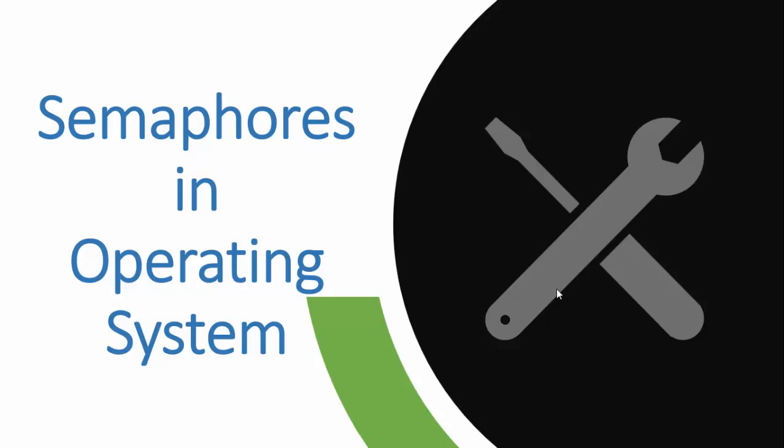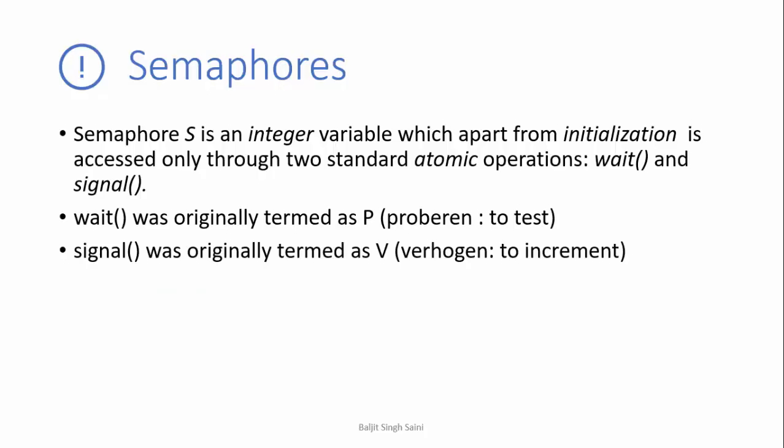Hello everyone. The topic for today is semaphores. In the last lecture we have seen that Peterson's solution was restricted to only two processes. So it provided the solution to critical section problem only when there were two processes in the system. Now semaphores provide us a generic solution where there is no limitation on how many processes are there in the system. Now what is semaphore?